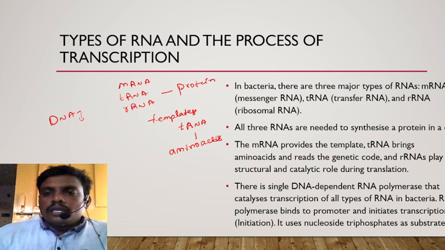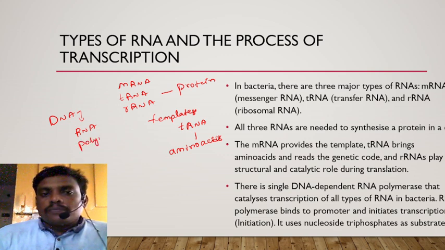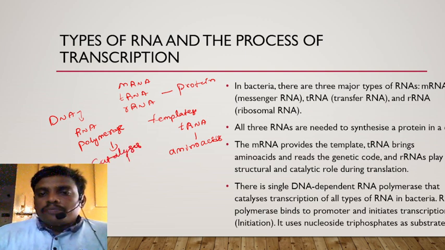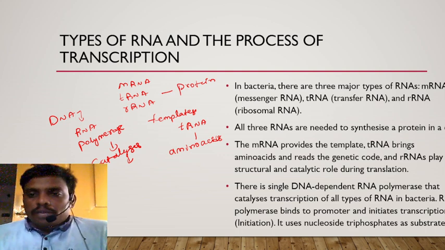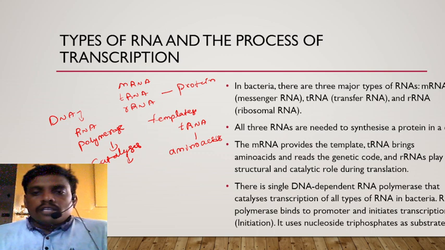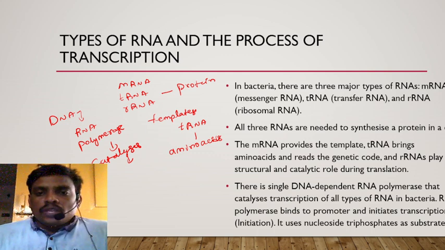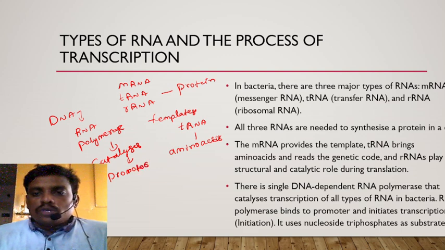DNA dependent RNA polymerase enzyme. This DNA dependent RNA polymerase enzyme catalyzes transcription of all types of RNA, the catalytic reactions in the bacterial cell. RNA polymerase binds to the promoter region and initiates transcription.